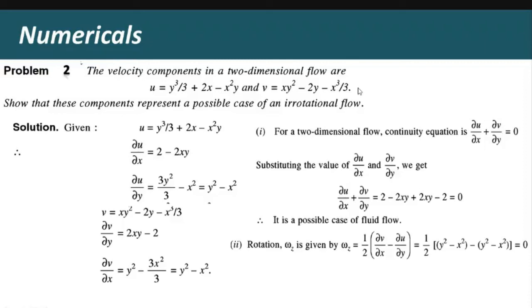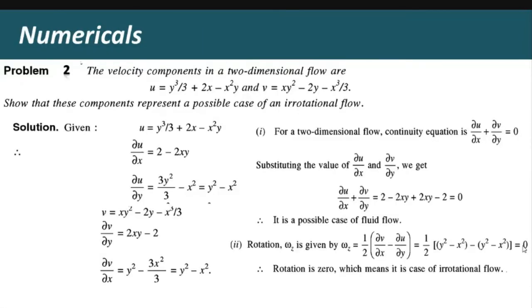So the axis component of rotation omega z is given by omega z equals 1 by 2 times del v by del x minus del u by del y. Okay, so we'll put the value of del v by del x and del u by del y. So it is y square minus x square and y square minus x square. 1 by 2 into y square minus x square minus the quantity y square minus x square. On opening this, these will cancel, so finally it will be 0. Therefore, as the component of rotation is 0, it means the given flow is irrotational flow. Okay, hence we can prove that the above velocity components u and v represent a possible case of irrotational flow.